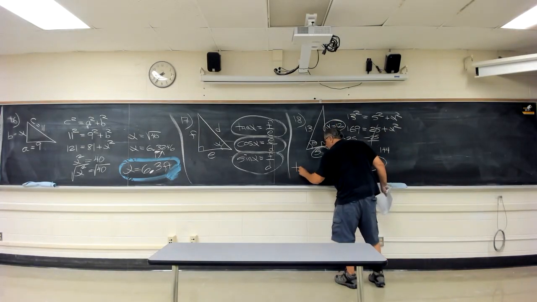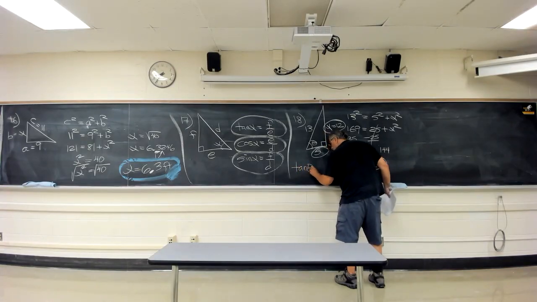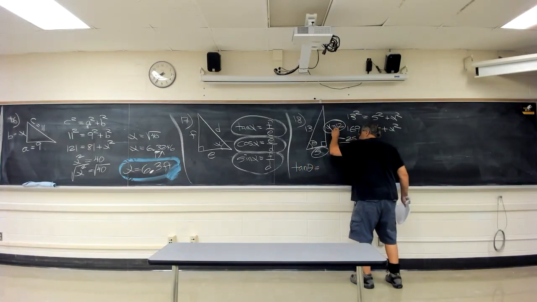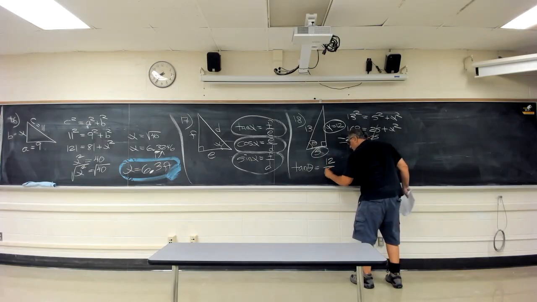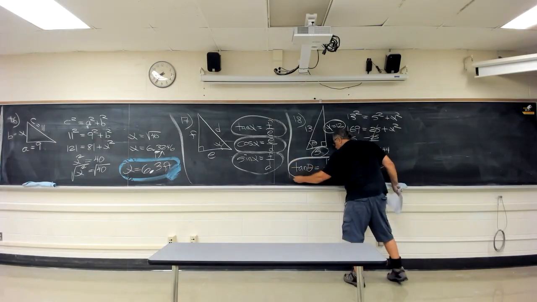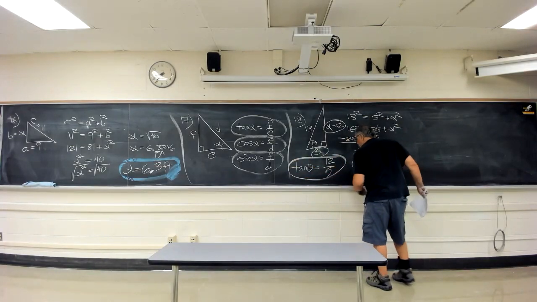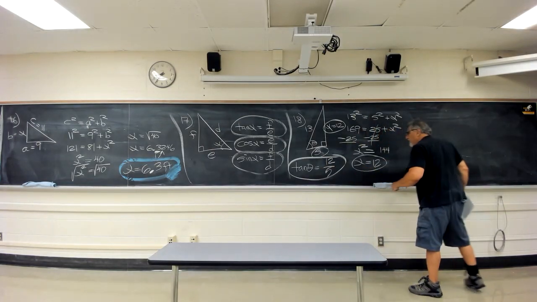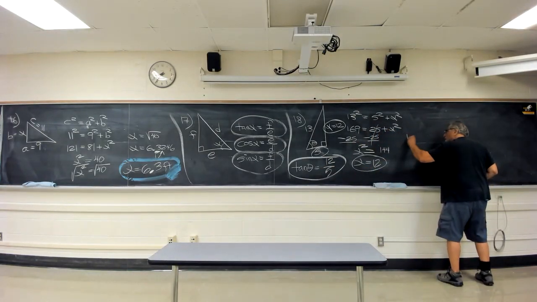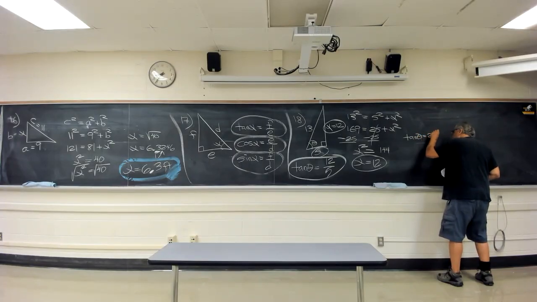The tan of theta is the opposite over the adjacent. There's your answer. 12 fifths, 2 and 2 fifths, 2.4. Don't know where they're going with that, but that's an exact answer, actually. It's opposite over adjacent. It's 2.4.